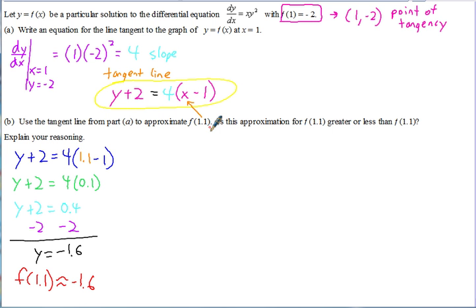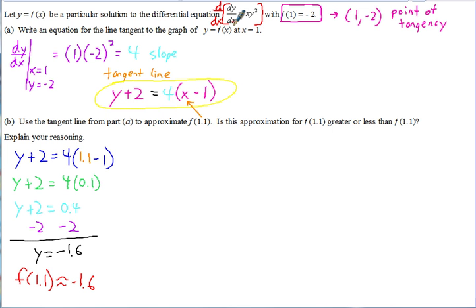And then, is this approximation for f of 1.1 greater than or less than f of 1.1? So again, that's due to the concavity, whether it under or overestimates it. And the concavity comes from the second derivative. So we don't have the second derivative at all on this one, but we do have the first derivative right here. So let's go ahead and take the derivative of the first derivative using implicit differentiation.